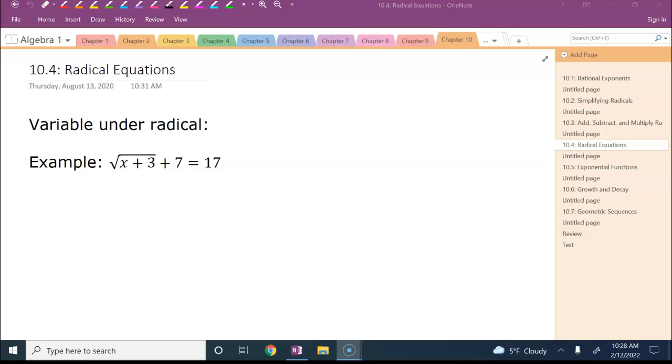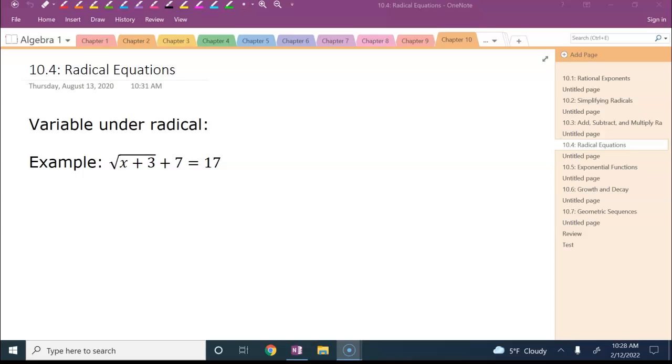For Chapter 10, Section 4, we're going to talk about radical equations and how to solve them. So you're going to be dealing with these expressions that still have radical signs, but instead of us just simplifying numbers or variables with exponents underneath our symbols, we're going to have a variable involved, and we're going to want to solve for the value of that variable.